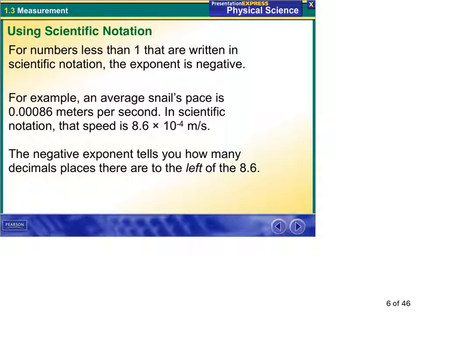Numbers less than 1, written in scientific notation, get an exponent that's negative. So really small numbers have negative exponents. Here's a really small number: a snail's pace, 0.00086 meters per second. In scientific notation, 8.6 times 10 to the negative 4th meters per second. The negative exponent tells how many decimal places there are to the left of the 8.6.